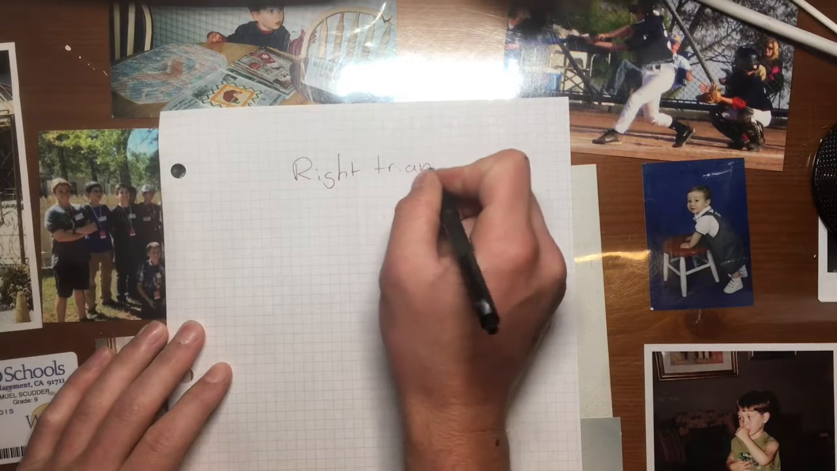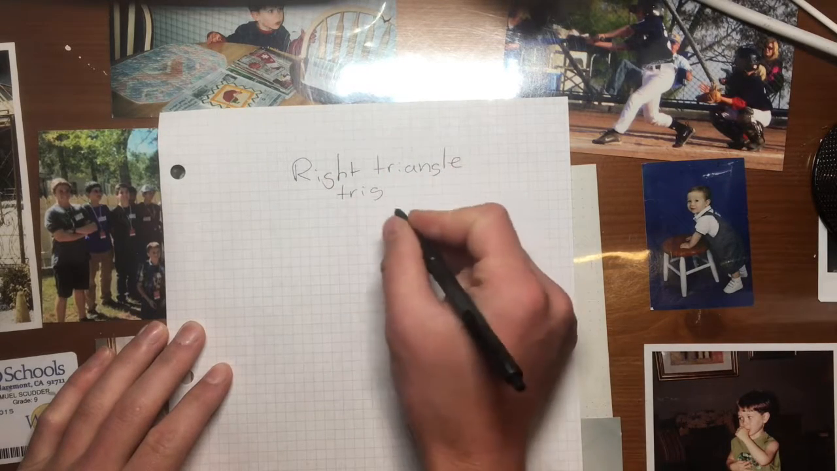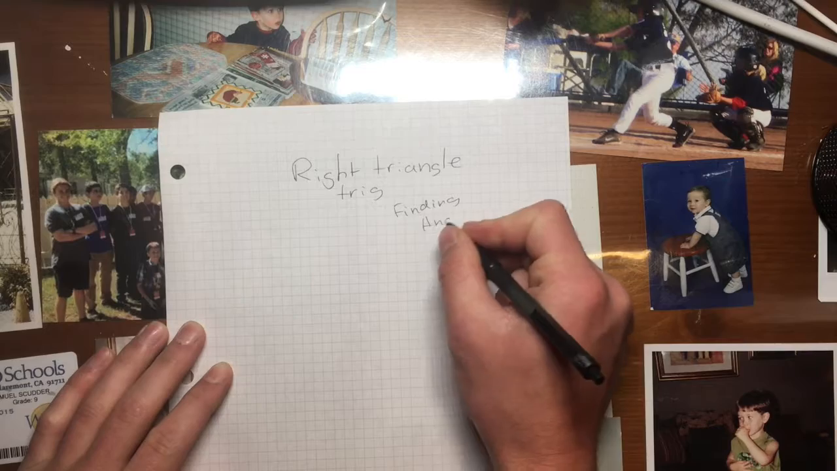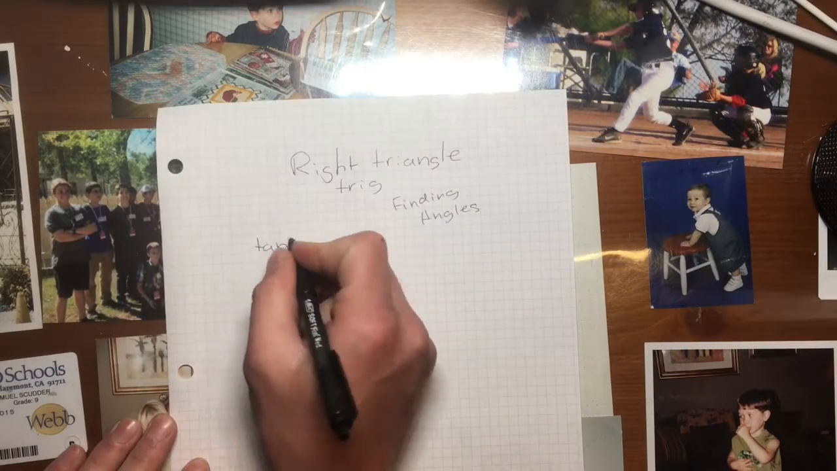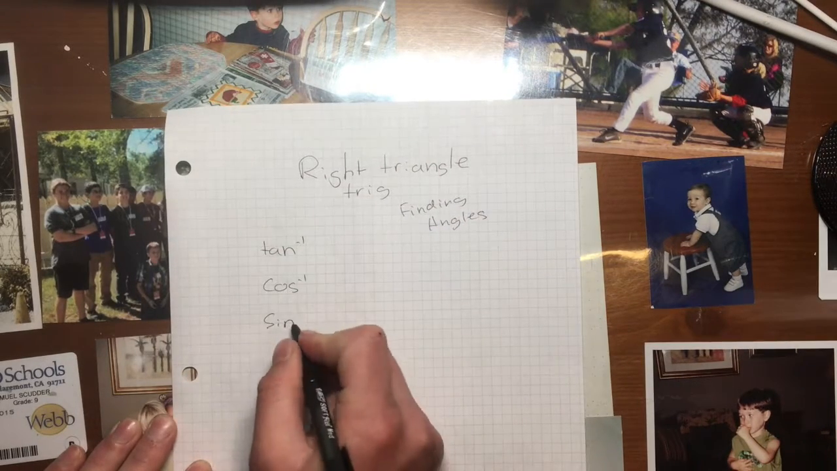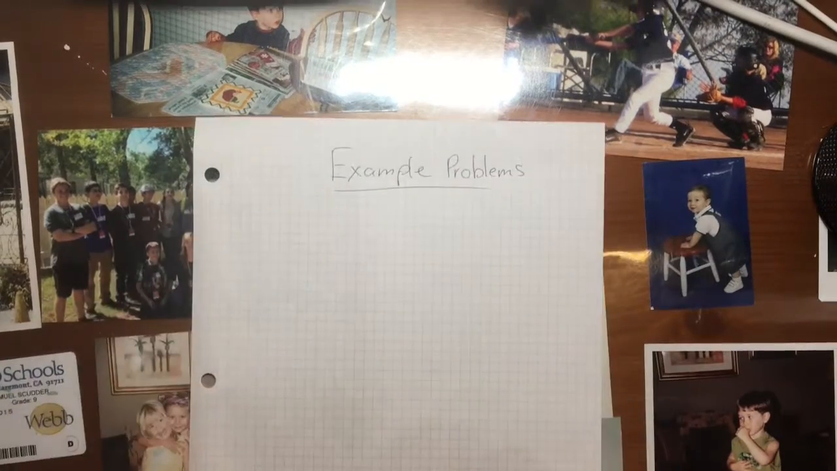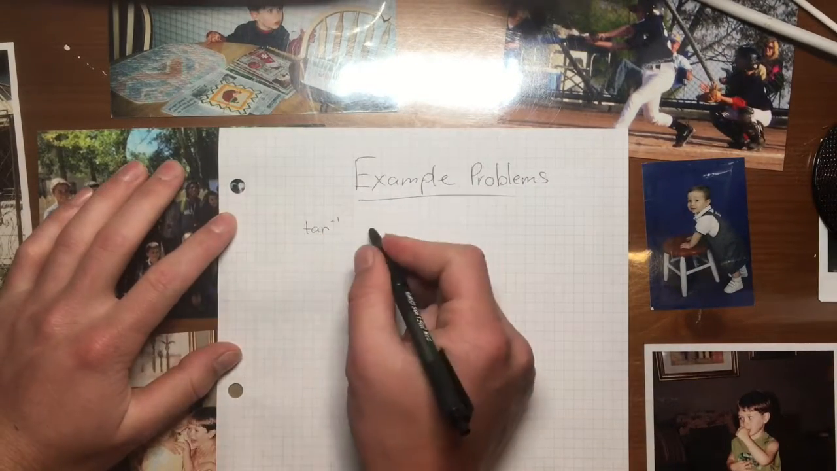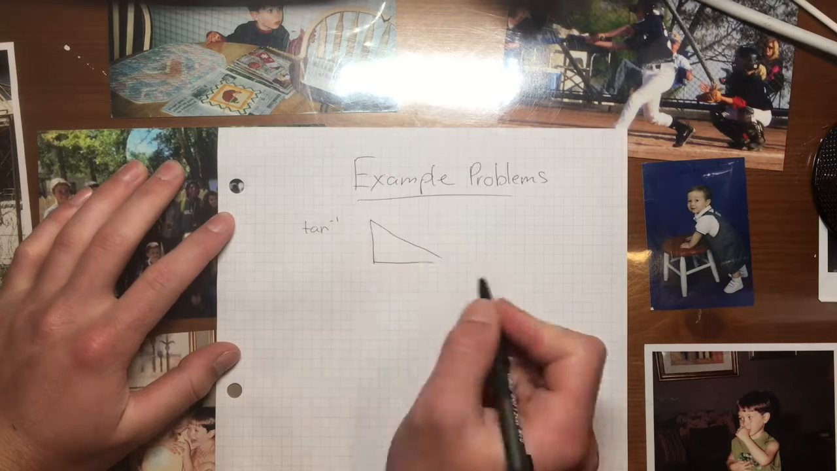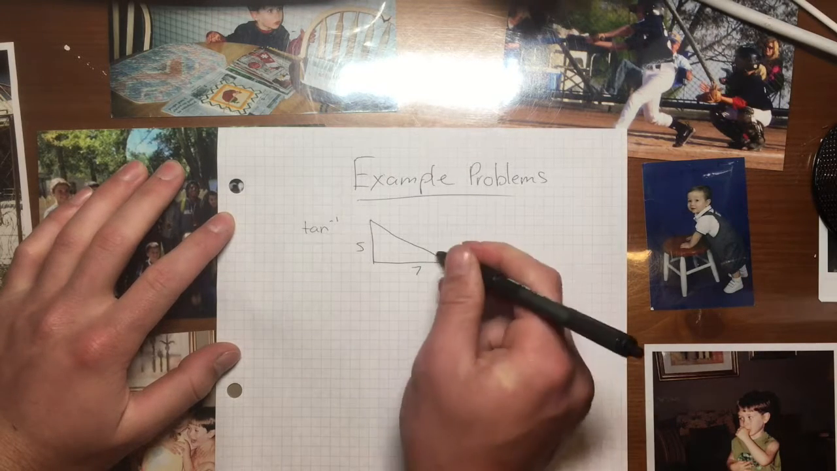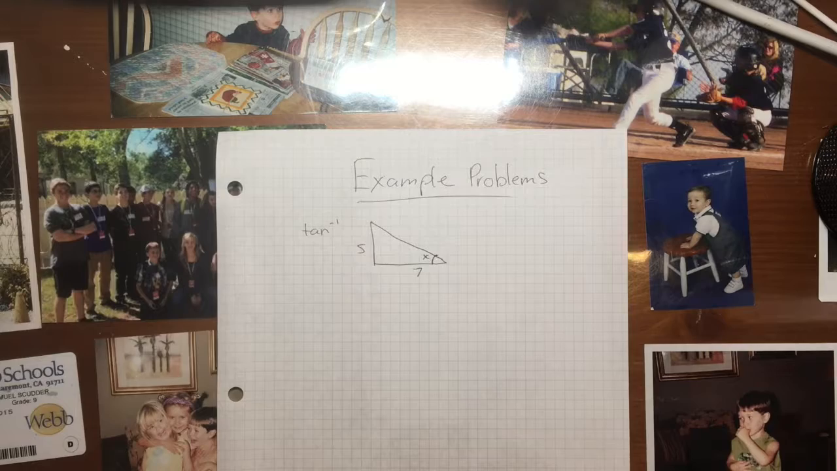We can also use right triangle trig for finding the angles of each triangle. So that's tan inverse, cosine inverse, and sine inverse. Okay, let's do some examples. First we'll start off with tan inverse. So let's draw out our triangle. On one side we have 5, and on the other we have 7. So let's find the angles.